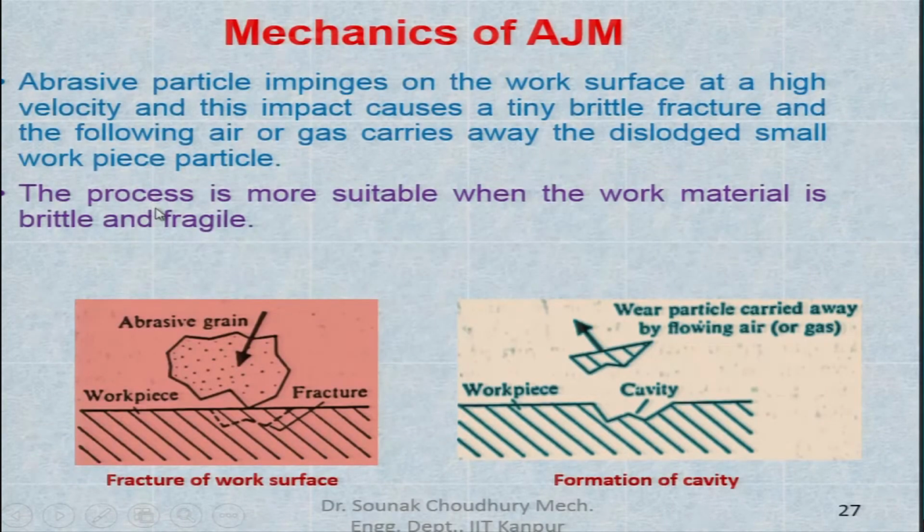The process is more suitable when the work material is brittle or fragile, because it is a brittle fracture. As you can see, the abrasive grain impinges the surface and makes a fracture on a tiny area, and this material is removed from the workpiece surface. This is the way the cavity is formed, all over the place where it is required.